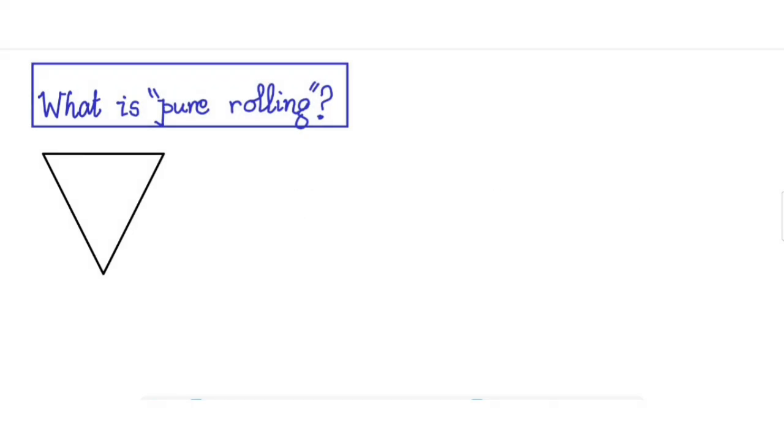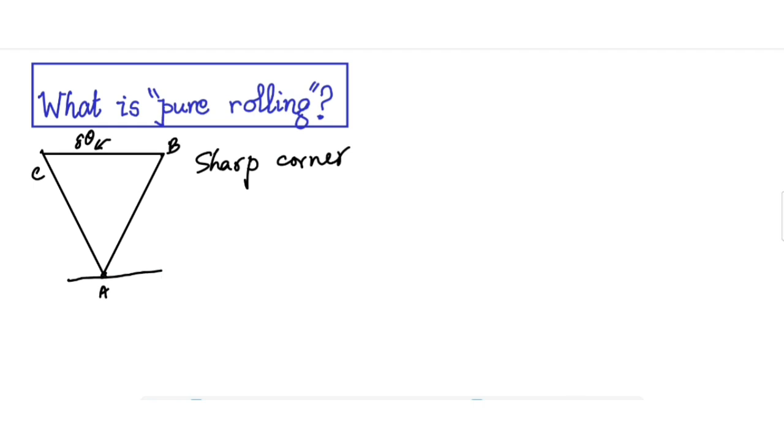Before I explain what is pure rolling, let me give a formal definition of sharp corner. While it is pretty intuitive that this point A, this point B, and this point C are sharp corners, still let me say what it means in a formal manner. I mean to say that if this body is rotated by some small angle delta theta, then a point on the body must again be in contact with the surface.